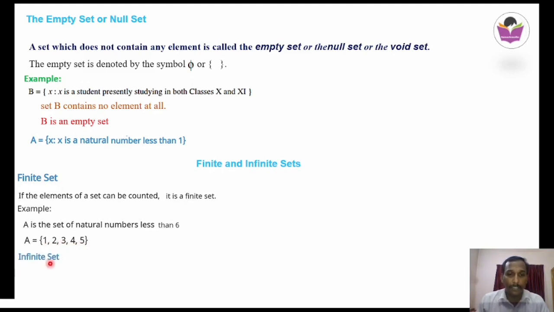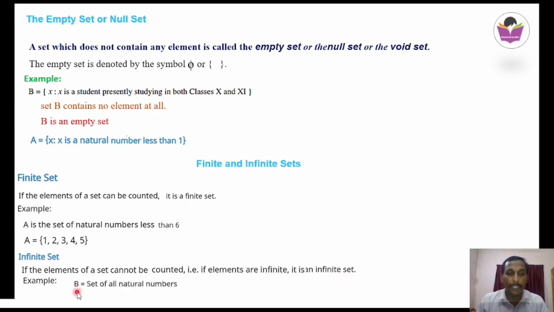And next is an infinite set. Infinite set means, as the word says, the number of elements will be infinite. Let's go through the definition first. If the elements of a set cannot be counted, that means if the elements are infinite, it is an infinite set. Let's take an example. Here, B is equal to the set of all natural numbers. Natural numbers start from 1 and go up to infinity, so we cannot count them. Because of that, it is uncountable, and it is called an infinite set.